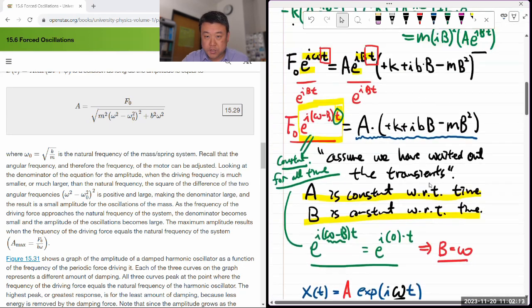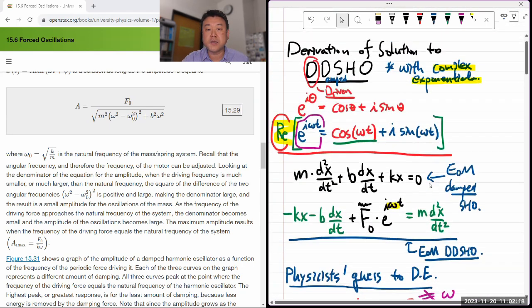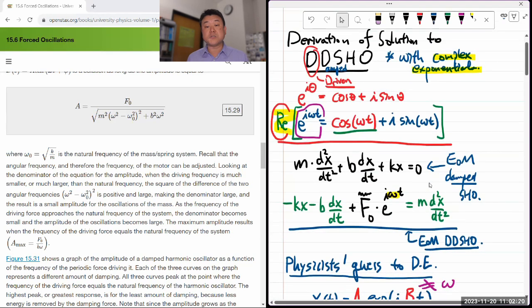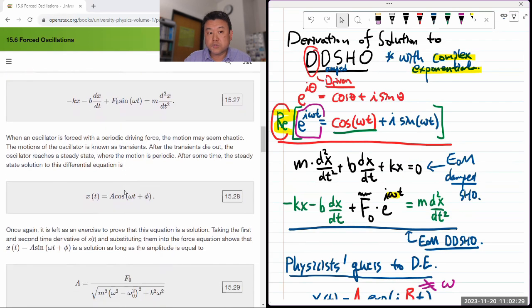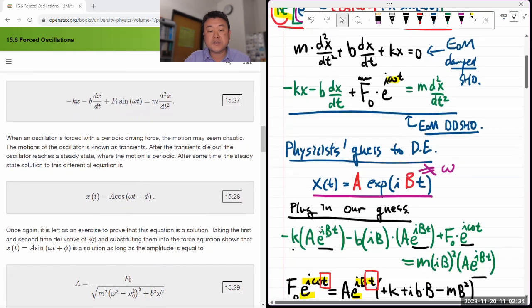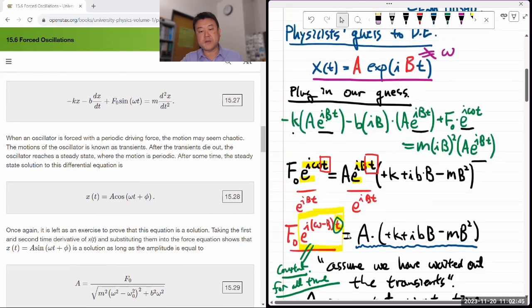So this is the demonstration of working the driven and damped simple harmonic oscillator using complex exponentials. Again, complex exponentials make mathematical problems like these tractable, solvable at our level, because the main strength of this physicist's guess to differential equations, complex exponentials, is that it turns the calculus problem into an algebra problem.